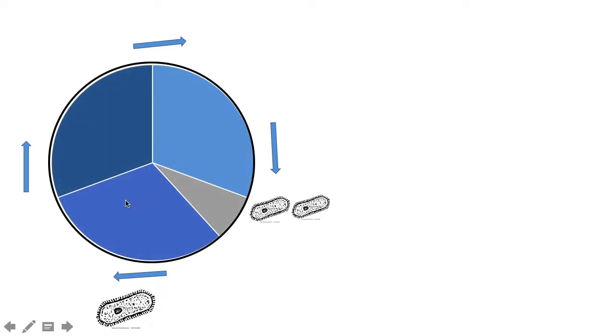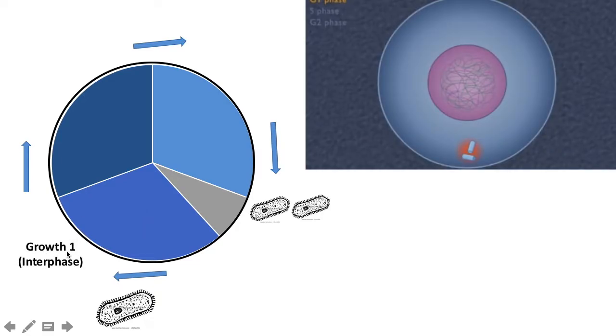If you were to look at the life cycle of a cell from the time it's born to the time it divides into two new cells, you'd see that it goes through several phases of life. The first of these phases is called interphase, and that's actually all three of these blue sections of the pie here. The first part of interphase is just a growth phase where the cell gets bigger.